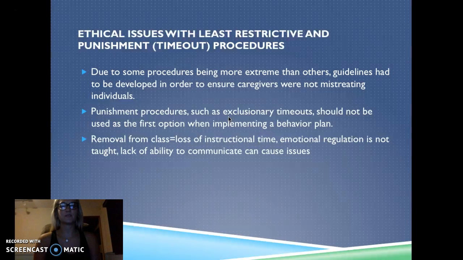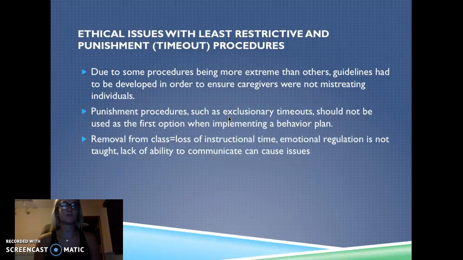Ethical issues with least restrictive and punishment timeout procedures. There are many strategies that exist to help manage problem behaviors. Punishment procedures such as exclusionary timeouts should not be used as the first option when implementing a behavior plan. Appropriate steps need to be taken to implement reinforcement strategies before turning to a punishment plan. These procedures can become an ethical issue quickly.